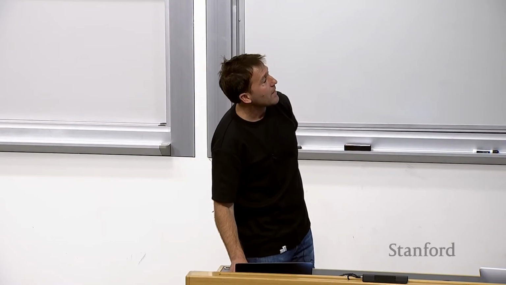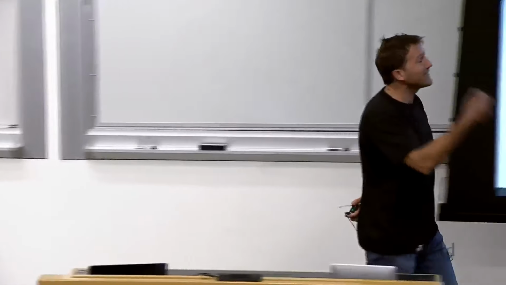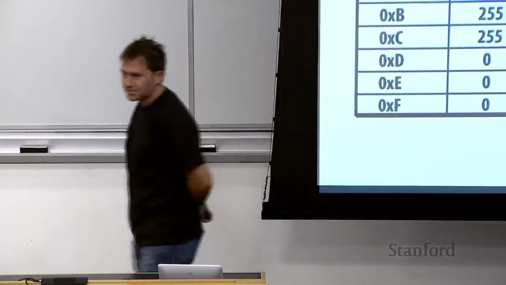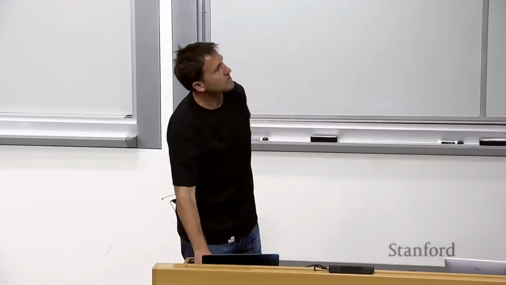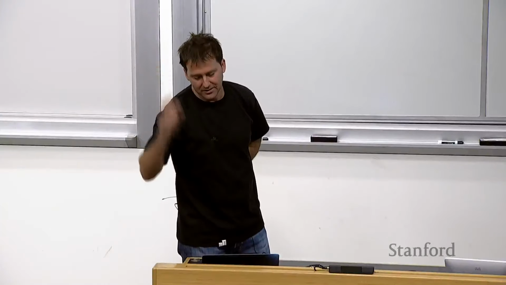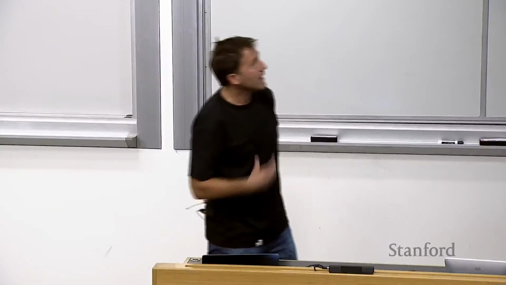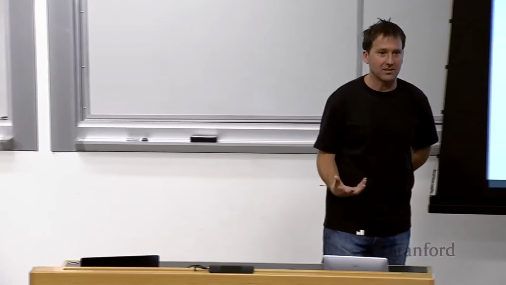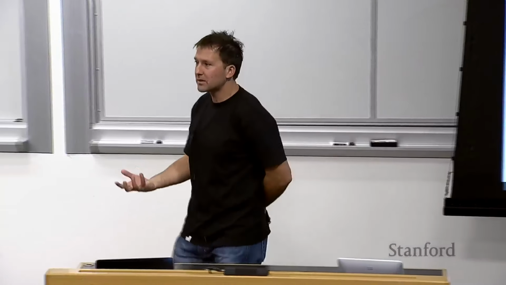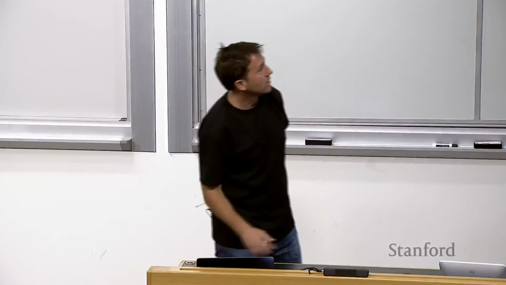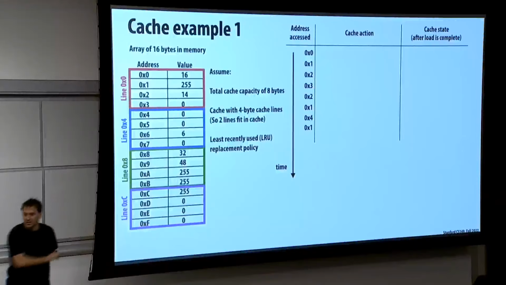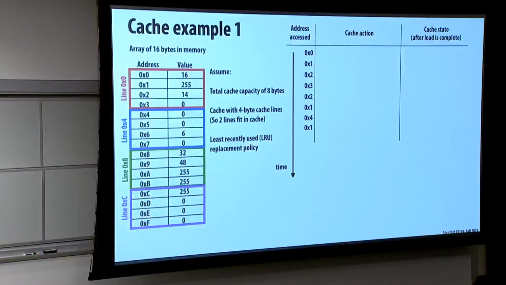Let's say the program says, please load the value at address 0. Let's start from the place where there's nothing in the cache, everything is invalid. The cache goes, hey, wait a minute, I don't have that value, so it goes to ask memory for a cache line. These are my cache lines, sorry, I didn't draw that for you. When we say I need address 0, the cache goes, you've never asked me for that before, why would I have it? So it's a cache miss.